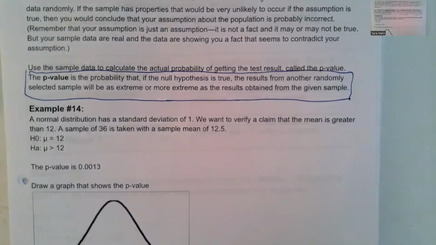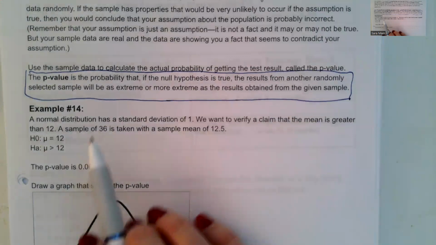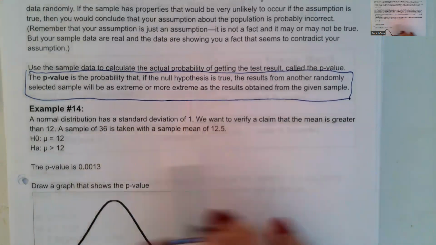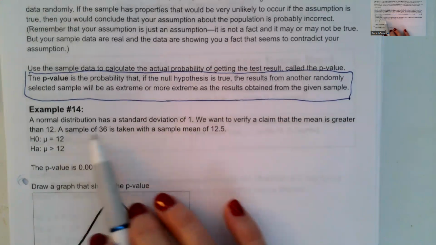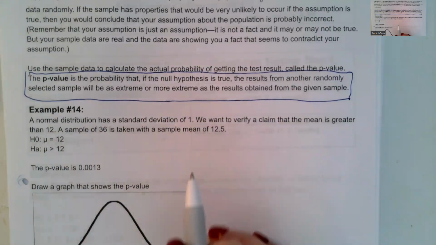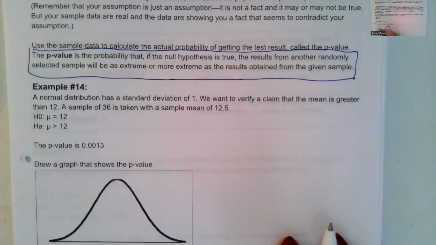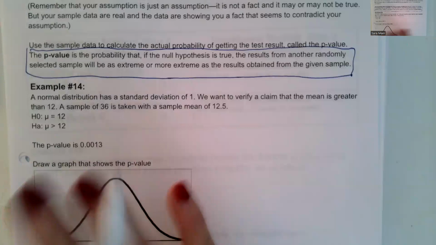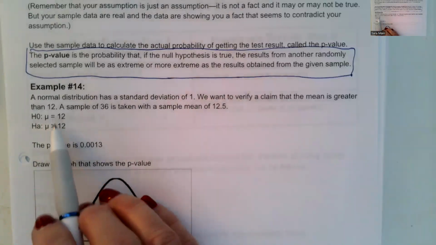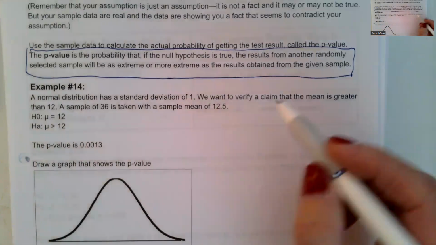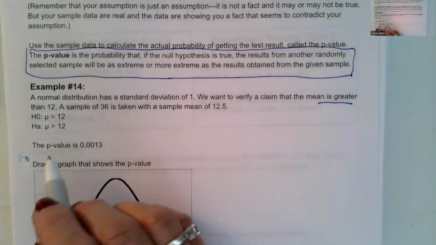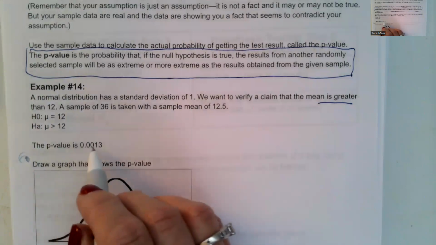So let's look at example 14. It says a normal distribution has a standard deviation of 1. We want to verify a claim that the mean is greater than 12. A sample of 36 is taken with a sample mean of 12.5. So I'm just giving you this information. We have no data, but our null hypothesis is that the mean is 12. We think that it's greater than 12, right? That's what we're wondering. This is what we're testing. The p-value comes out to be 0.0013.